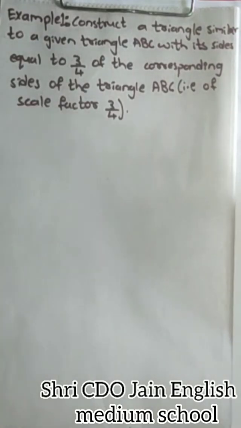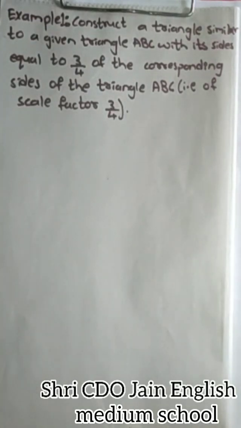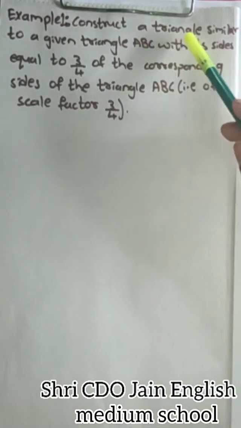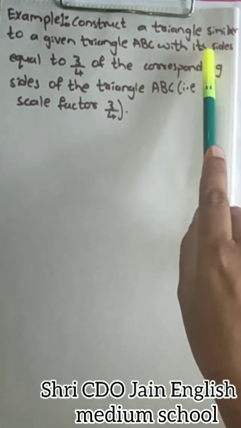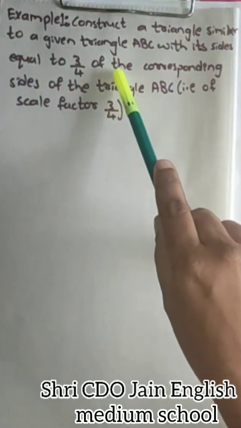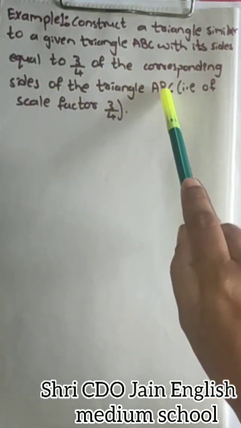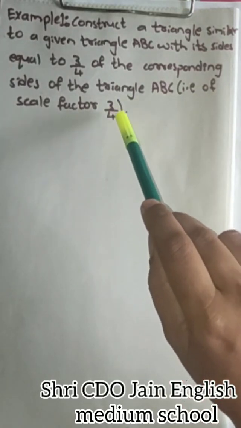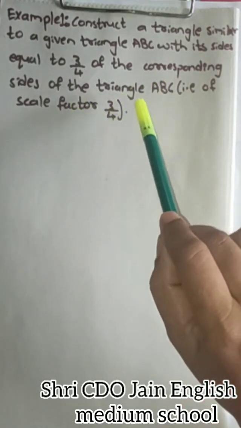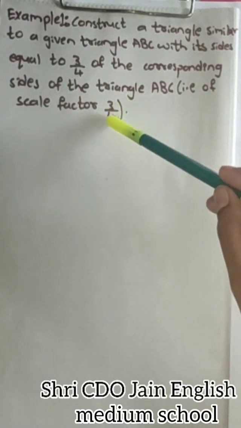Now we will see here an example question. Construct a triangle similar to the given triangle ABC with its sides equal to 3 by 4 of the corresponding sides of the triangle ABC, that is, of scale factor 3 by 4. See, corresponding sides we have to construct 3 by 4 here.